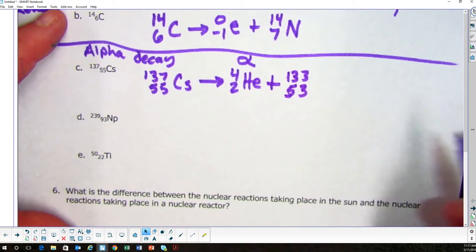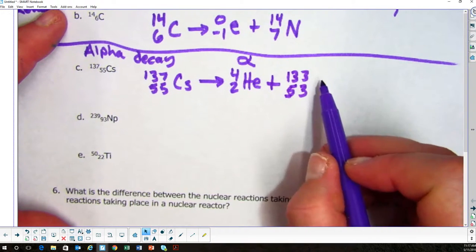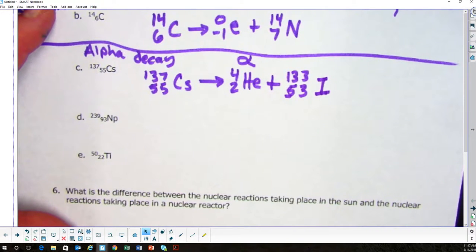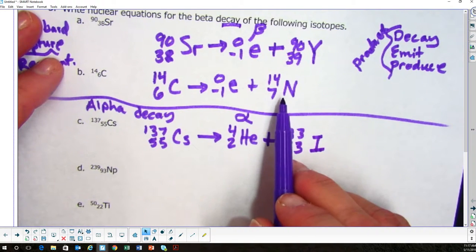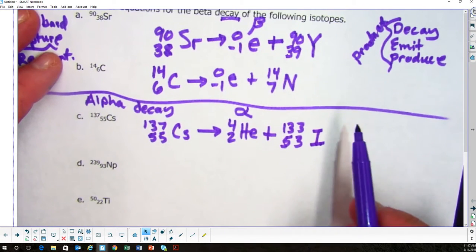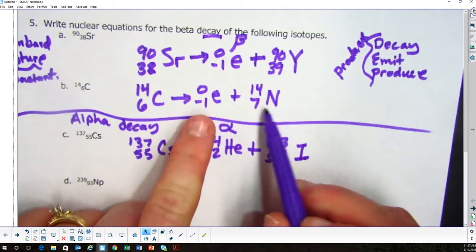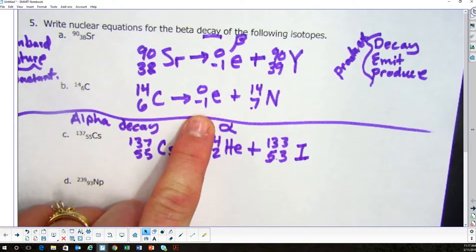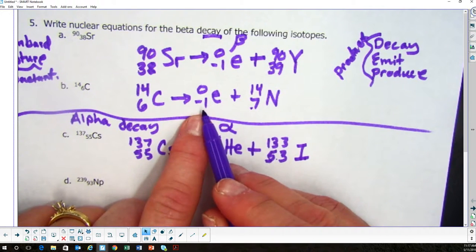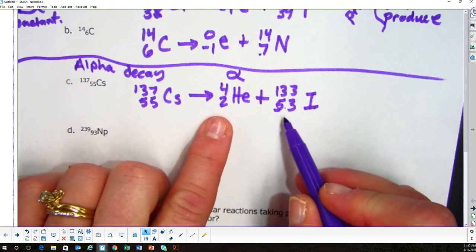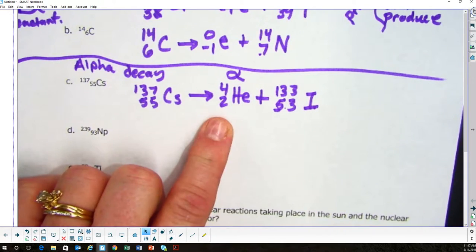53 on the periodic table is iodine. With beta, you actually add it, because you want these two to add up to this. So 7 plus a negative 1 is 6, right? So 53 plus 2 is 55.